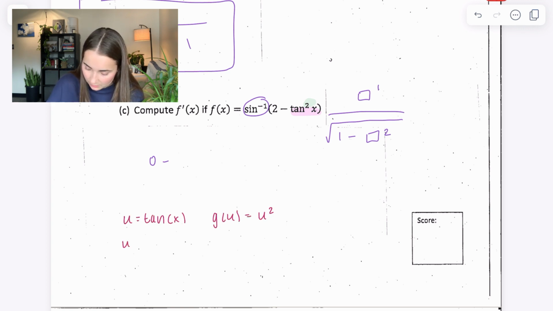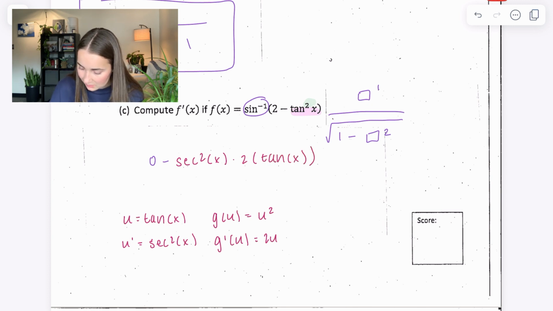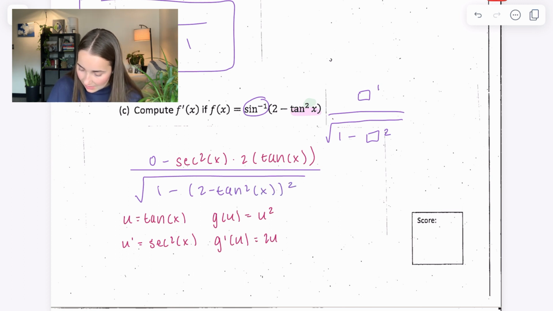So here we get the derivative of tangent is going to be secant squared of x. And then we have g prime of u is equal to 2u. So if I set that up, I get secant squared of x times 2 of the inside. I'll replace that back in. And so this is our numerator. And in the denominator, we still have the square root of 1 minus the inside. So that is 2 minus tangent squared of x, quantity squared. And this right here is our final solution.